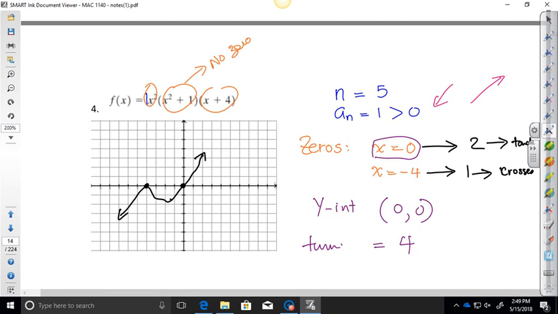Okay. Why is the maximum number of turning points 4? Because degree minus 1, that's the formula. Oh, okay. N minus 1.